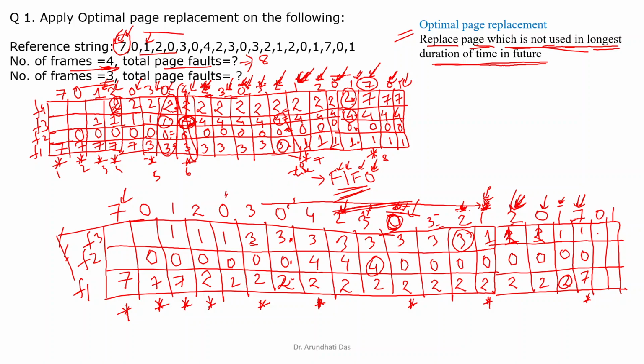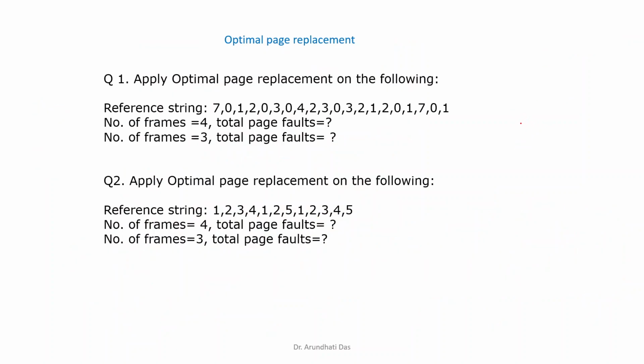Then 0, whether it is there in the main memory, yes, no page fault. 1, whether it is there in the main memory, yes, there is no page fault. So how many page faults are there? 1 2 3 4 5 6 7 8 9. So here the number of page faults has increased. When I have reduced the number of frames, the number of page faults has increased. So this is all about the optimal page replacement algorithm.